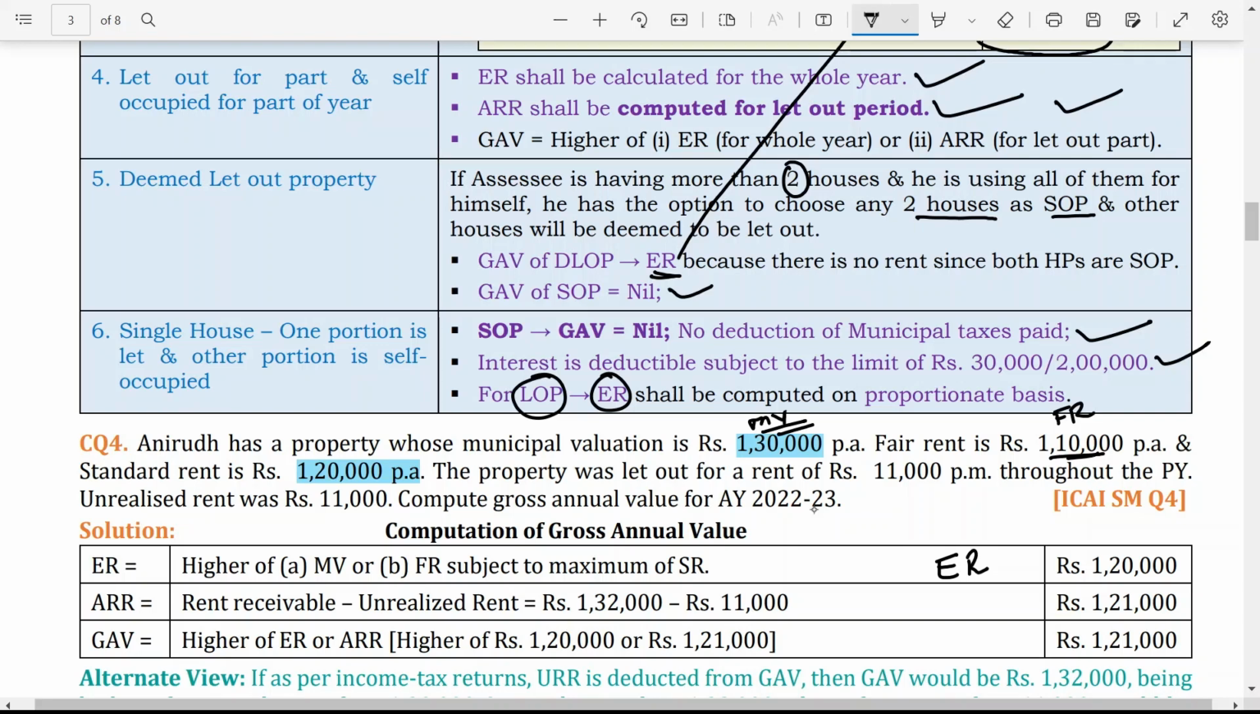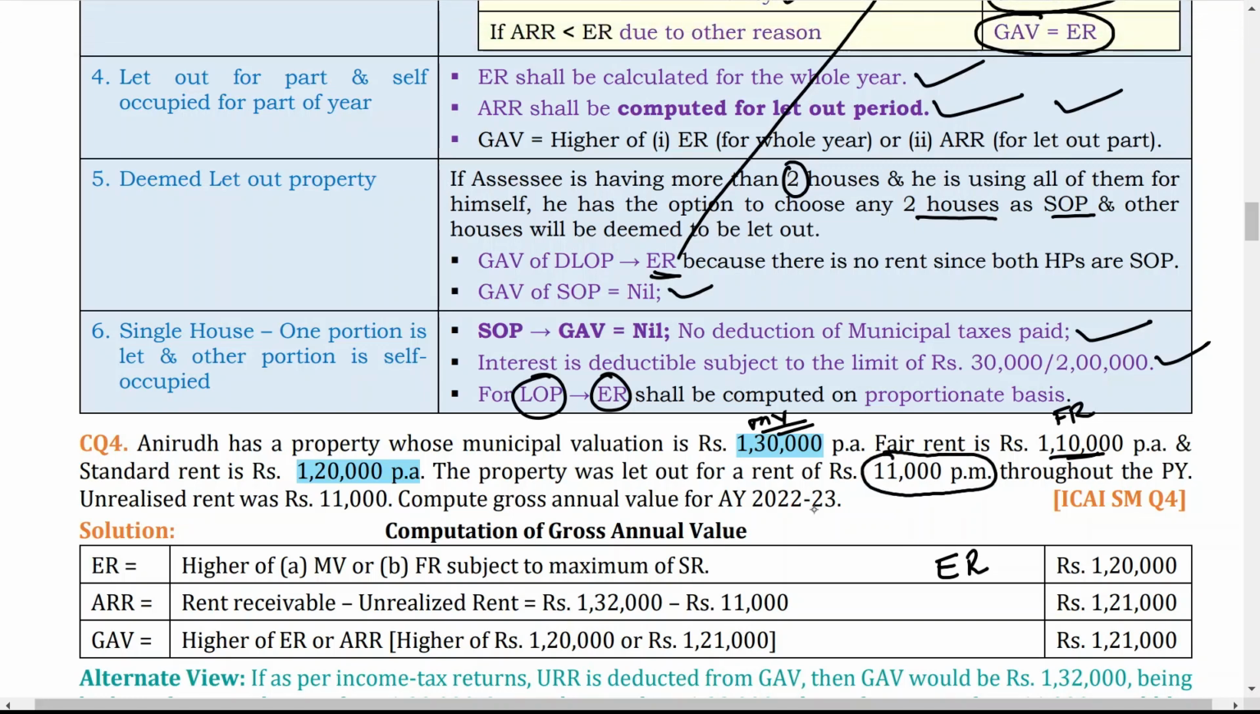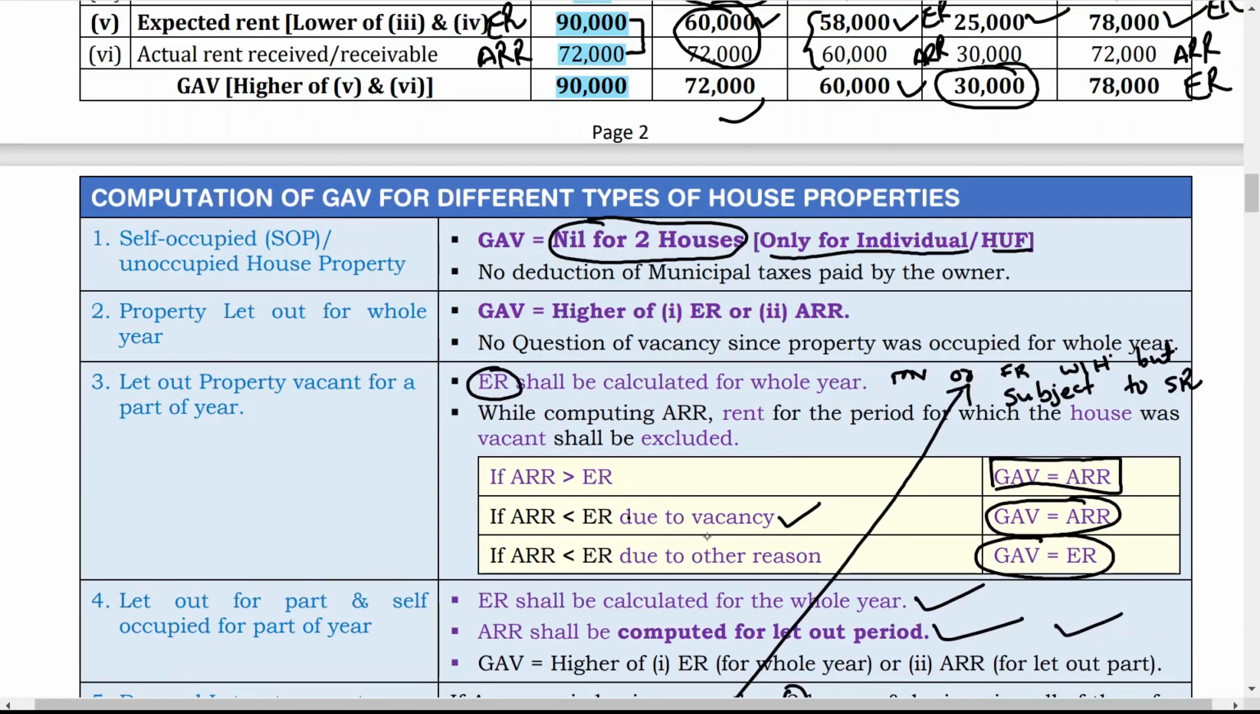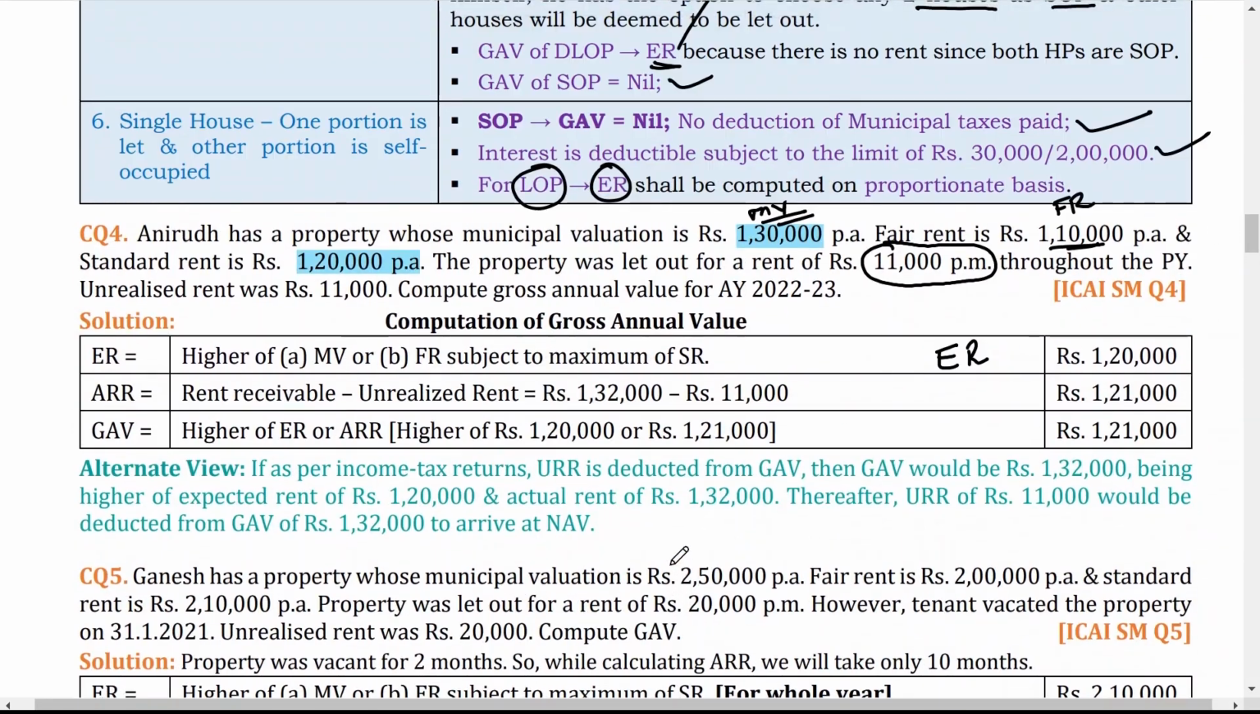Now the property was let out for a rent of 11,000 per month. So that means it is a normal let out condition throughout the previous year. Property let out for the whole year. This is the second point. So now how to find out GAV? Higher of ER or ARR. Whichever is higher will become your answer. So here, higher of ER or ARR, the higher is 1 lakh.